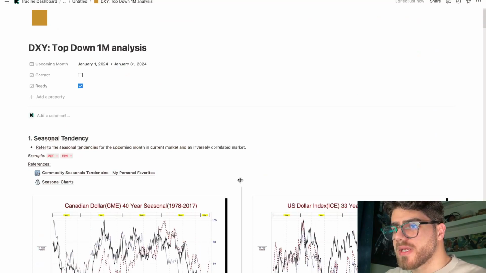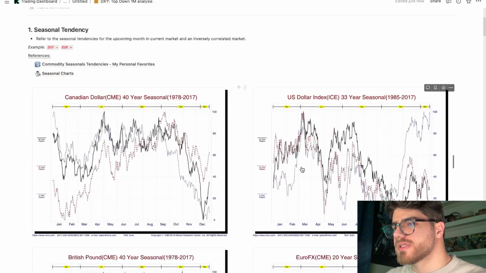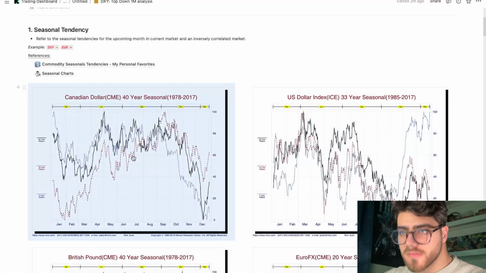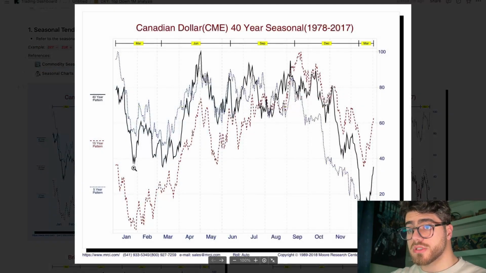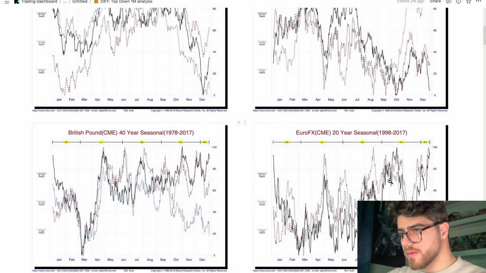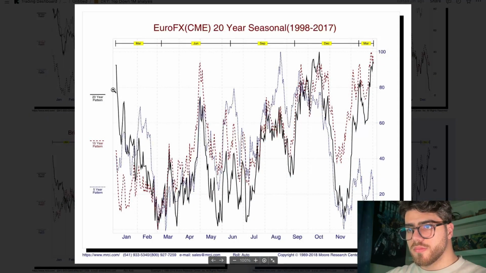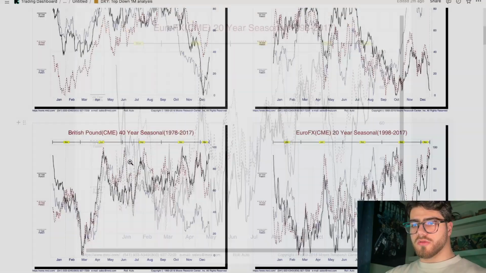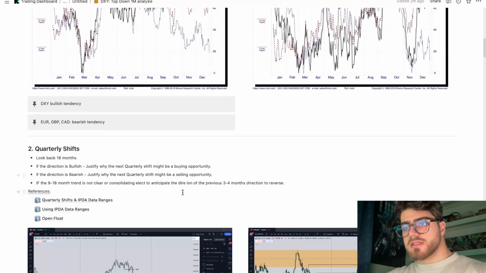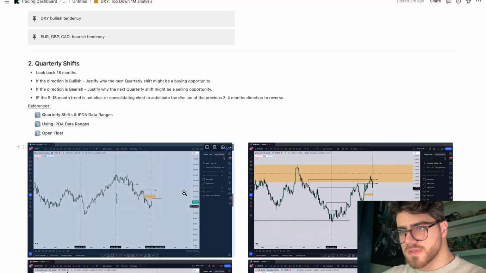Let's get straight into this, starting off with seasonal tendencies. The dollar has a bullish seasonal tendency in January. The Canadian dollar has a bearish seasonal tendency. The pound has a bearish one as well. And beautiful, the euro also has a bearish one. So everything is aligning. The first confluence. Very nice.